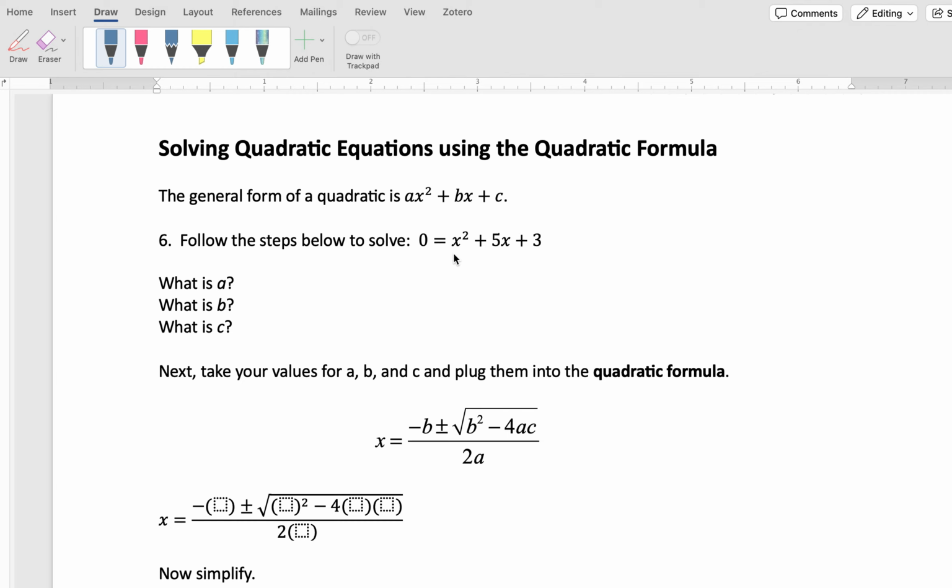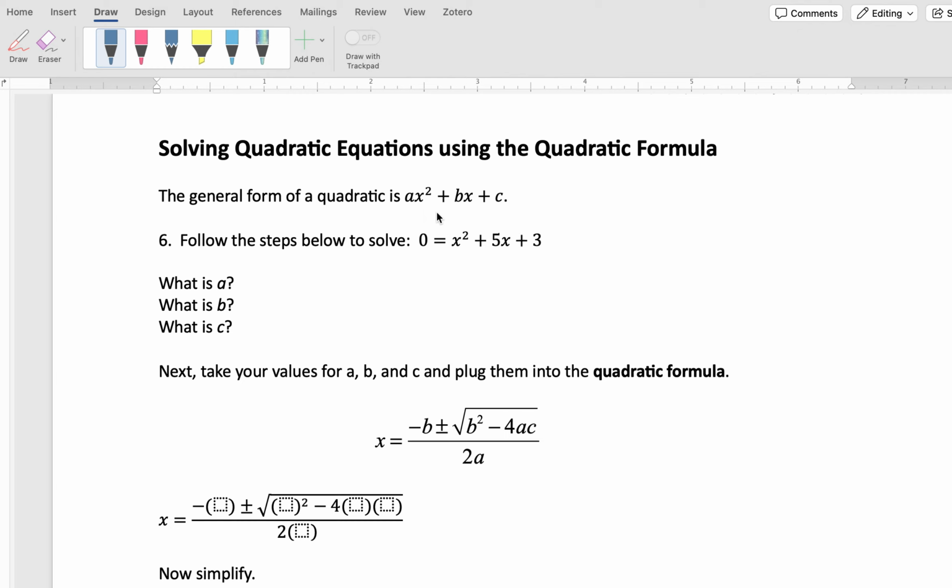When I look at this x squared plus 5x plus 3, I know that that cannot be factored because there are not two numbers that multiply to 3 and add to 5. It has to be 3 times 1, and that's always going to equal 4. It can't be 5. So this is why I need to use the quadratic formula.